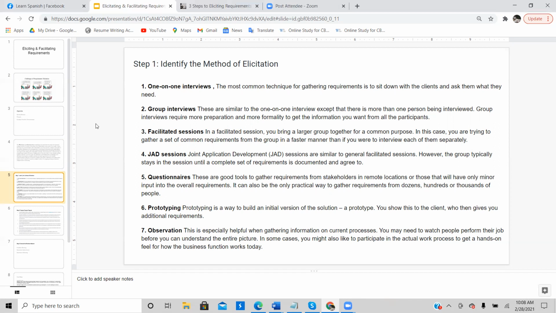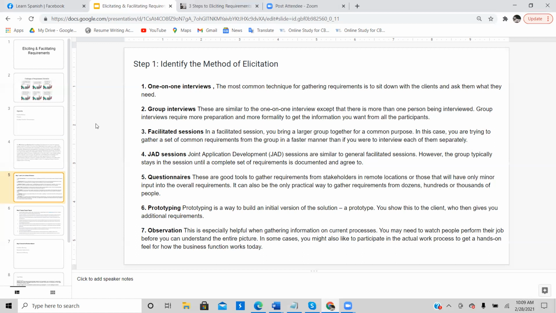Now, that may not be the best technique. Then you say, okay, am I going to interview a group of stakeholders? That's where you have group interviews, similar to one-on-one interviews, but in this case, there's a group. And I can tell you, when you do group interviews, be very organized and very succinct about your objectives for that group interview session.